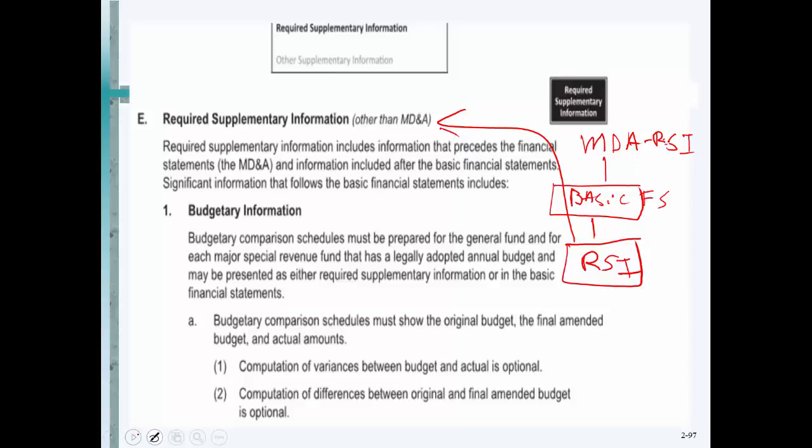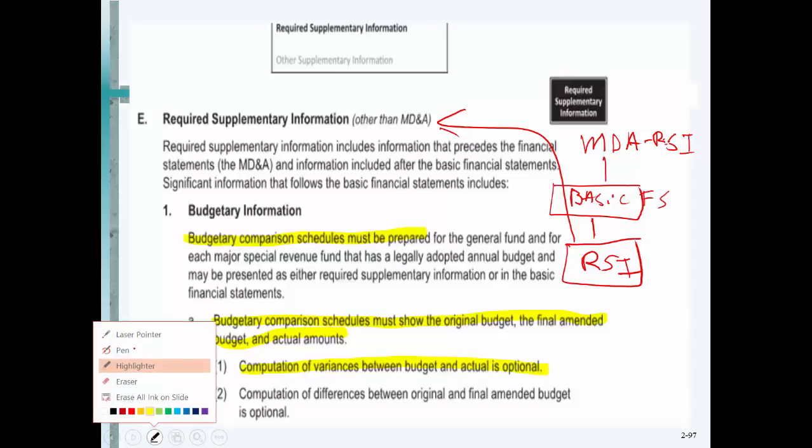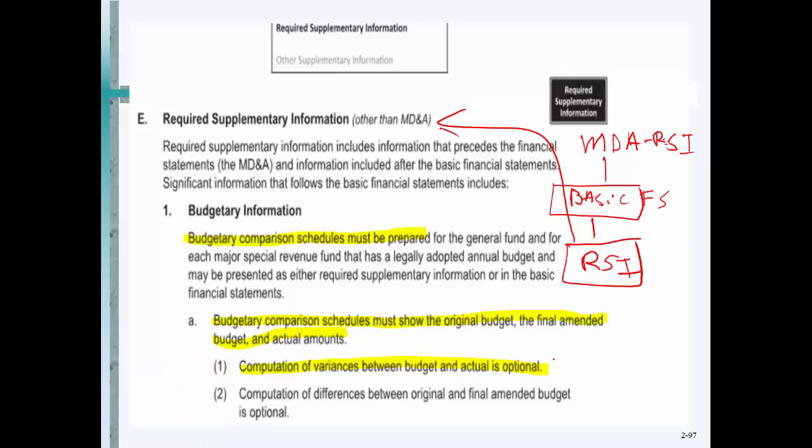Okay, and an example of the type of stuff that appears down there is this thing called budgetary comparison schedule. With the budgetary comparison schedule, we're going to show the original budget and compare the budgeted amounts to actuals. They tell us that computation of variance is optional, and you're like, well, wait a minute. You're telling me it's required supplemental information, that I have to prepare a comparison between the budget and the actuals, and then you tell me that the computation of variance is optional. What the heck's going on here?